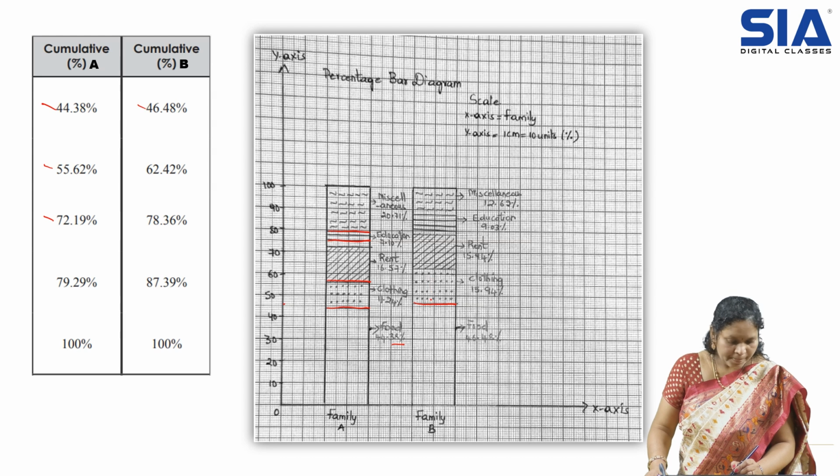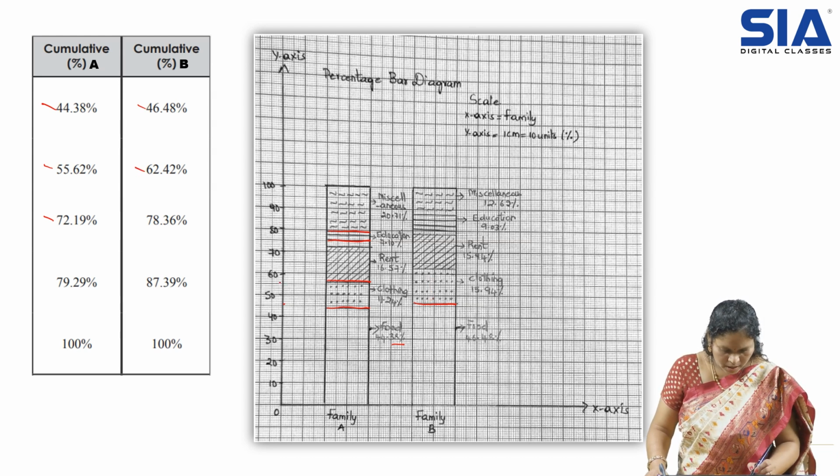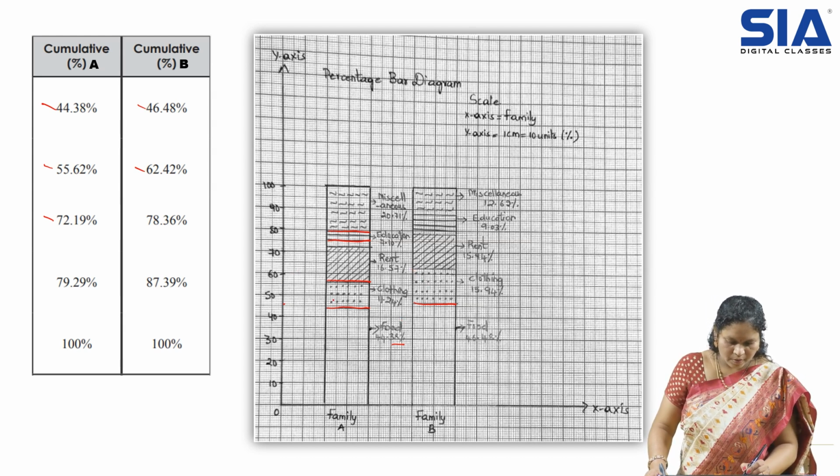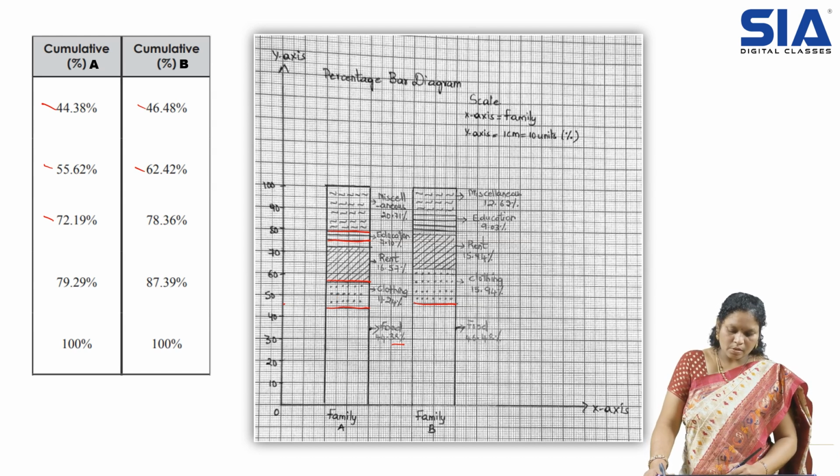So I have taken an empty box for food. Then go for clothing. What is the amount we have? 62.42. So somewhere just above 60, count 61, 62, and make a line. We make dots over there because we shaded clothing with dots before. Here also shade with some dots. So that becomes clothing.